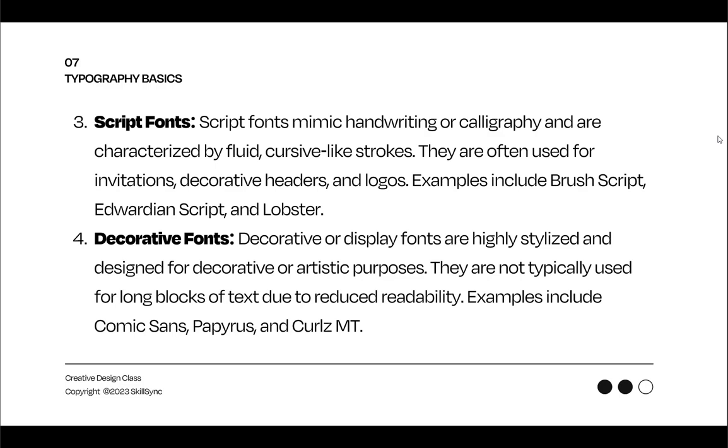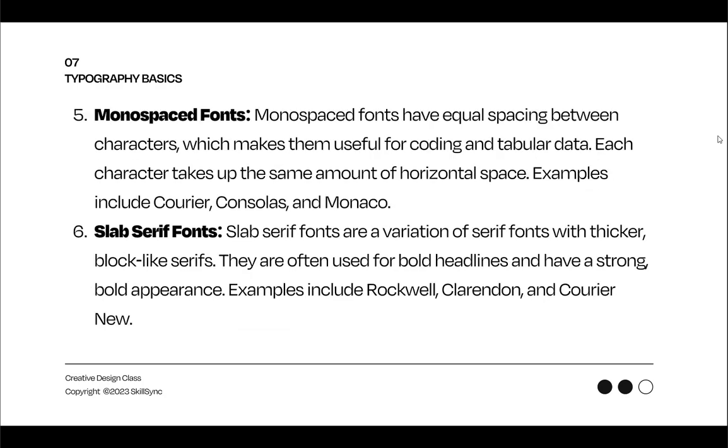We also have decorative fonts. Decorative or display fonts are highly stylized and designed for decorative or artistic purposes. They are not typically used for long blocks of text due to reduced readability. Examples include Comic Sans, Papyrus, and Curls MT. 4, monospace fonts. Monospace fonts have equal spacing between characters, which makes them useful for coding and tabular data. Each character takes up the same amount of horizontal space. Examples include the Courier, Consolas, and Monaco.